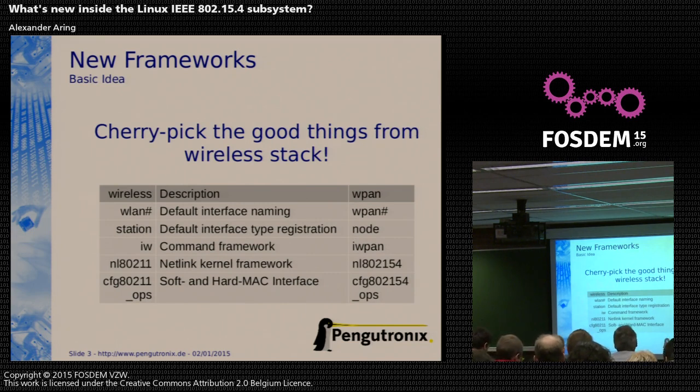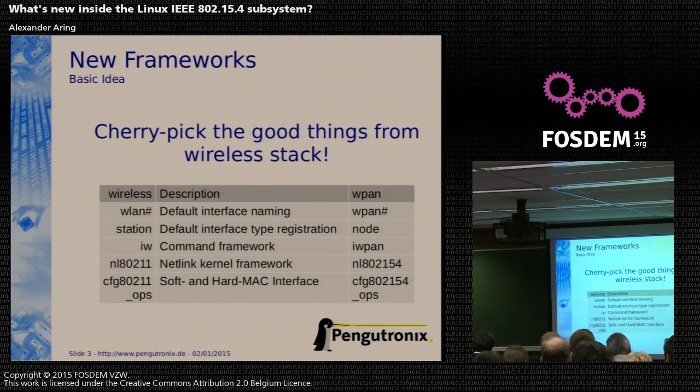We also take the user space tool iw. You can type iw in your notebook if you have Linux with wireless support. And we grab the same tool front end. This is a whole framework to easily add new commands. We name it just iwpan, adding wpan behind it. And we grab the netlink kernel framework. I will talk more about this later. It's named nl80211, and we just replace 802.11 with 802.15.4.